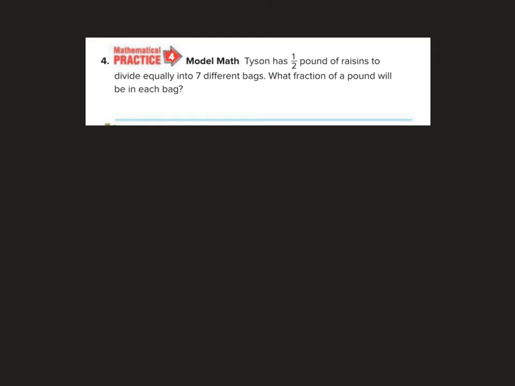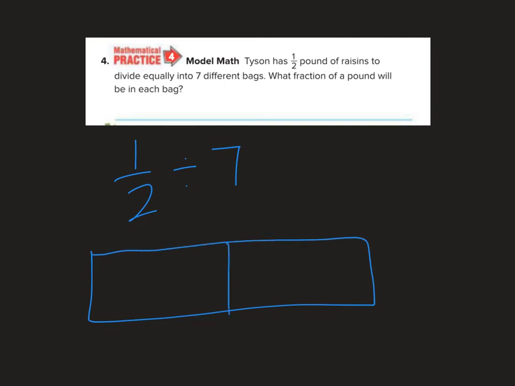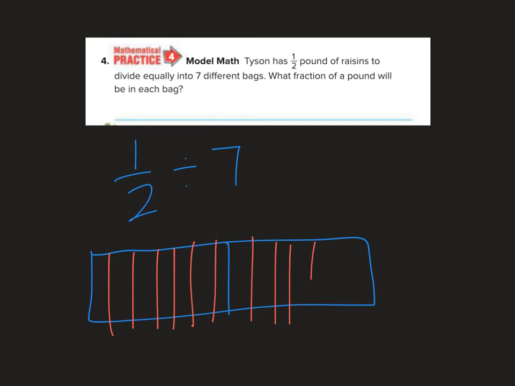Tyson has 1/2 pound of raisins and he's going to divide it into 7 bags. Okay, so if I have a whole pound of raisins, here's my 1/2. Now I'm going to divide it into 7 each piece. Now I'm sure I'm going to get this question. Mrs. Hamer, you're only drawing 6 lines. You're supposed to be cutting it into 7 pieces. Take a look. I drew 6 lines on each half, right?